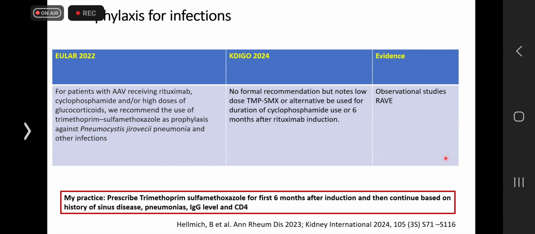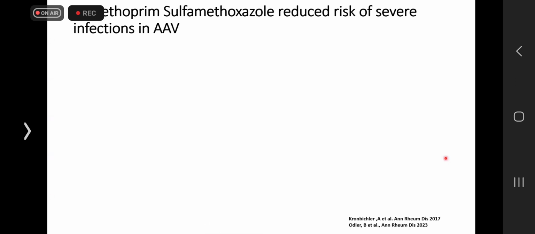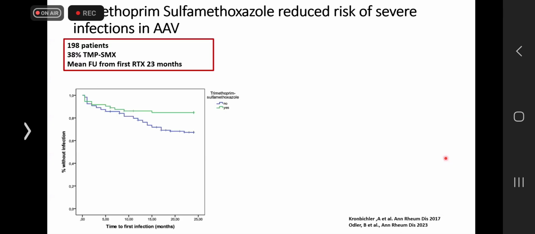In my own practice, I prescribe trimethoprim sulfamethoxazole for the first 6 months after induction and then continue based on sinus disease, pneumonia, IgG level, and CD4. And here is the observational data using a cohort of patients from the Cambridge group at Innsbruck, 198 ANCA vasculitis patients who were treated with rituximab. 38% of them were on Bactrim or trimethoprim sulfamethoxazole. The mean follow-up from the first rituximab infusion was 23 months.